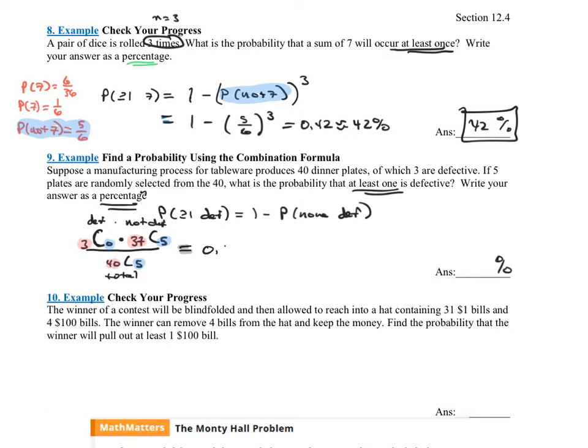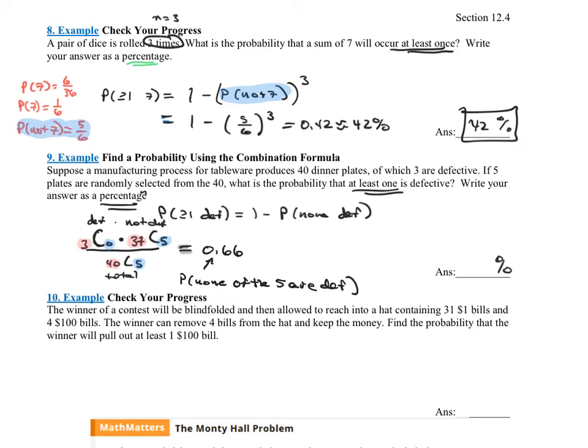I'm getting approximately 0.66. I think it's 0.662, but we'll round down, so it's 0.66. So this is the probability that none are defective. The probability that none of the 5 are defective, using the combinations formula, okay?